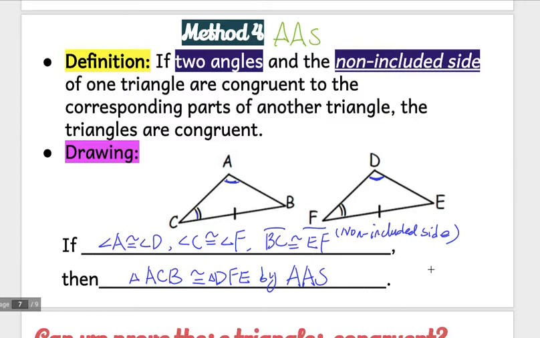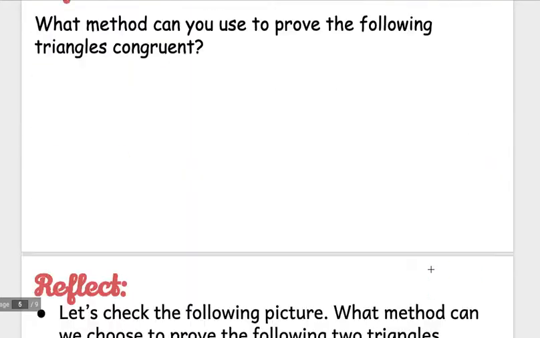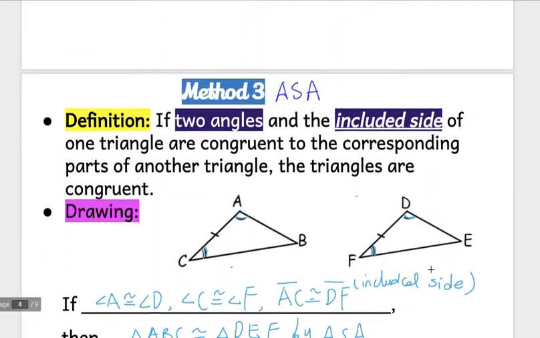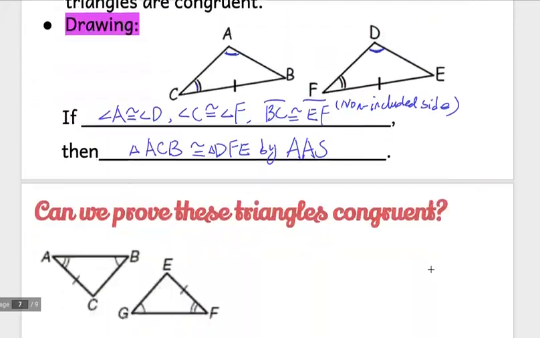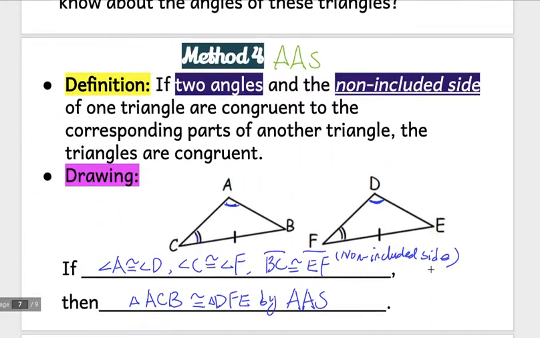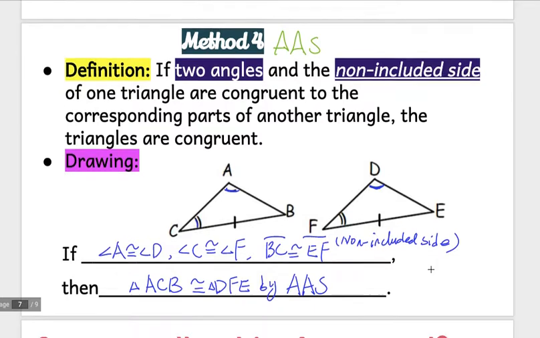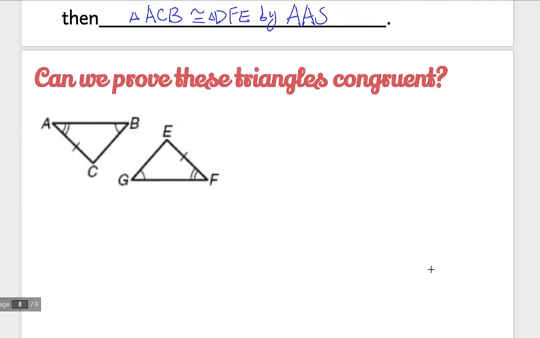So in the previous two videos here, we introduced ASA. We also introduced AAS. So plus the two methods we introduced in the previous lesson, we actually have four methods right now. Today we're going to look at several different examples to practice these two new methods we introduced today. So let's check the first question here.